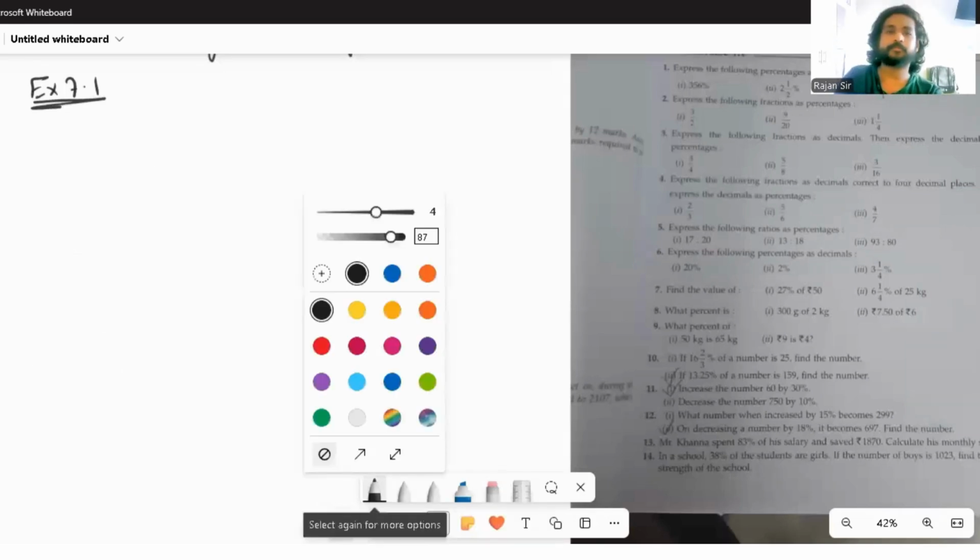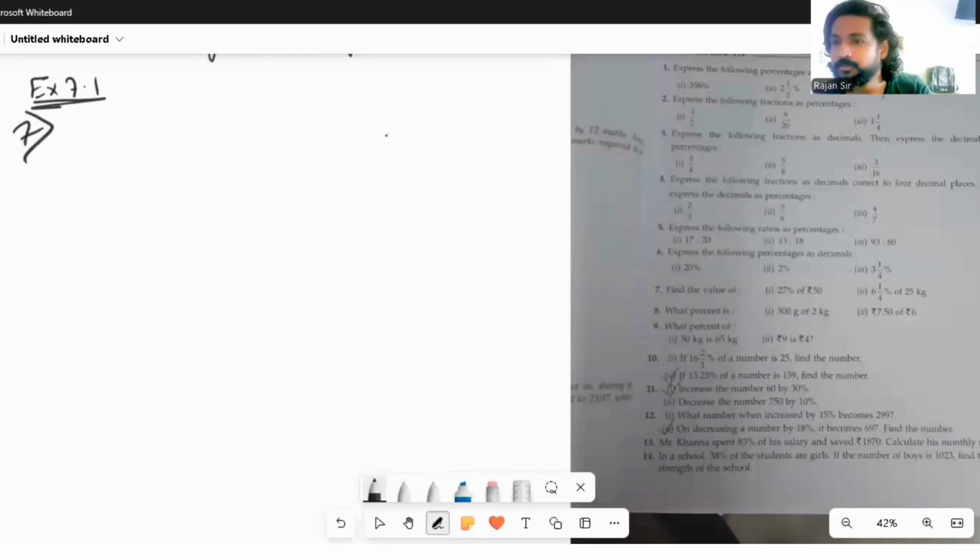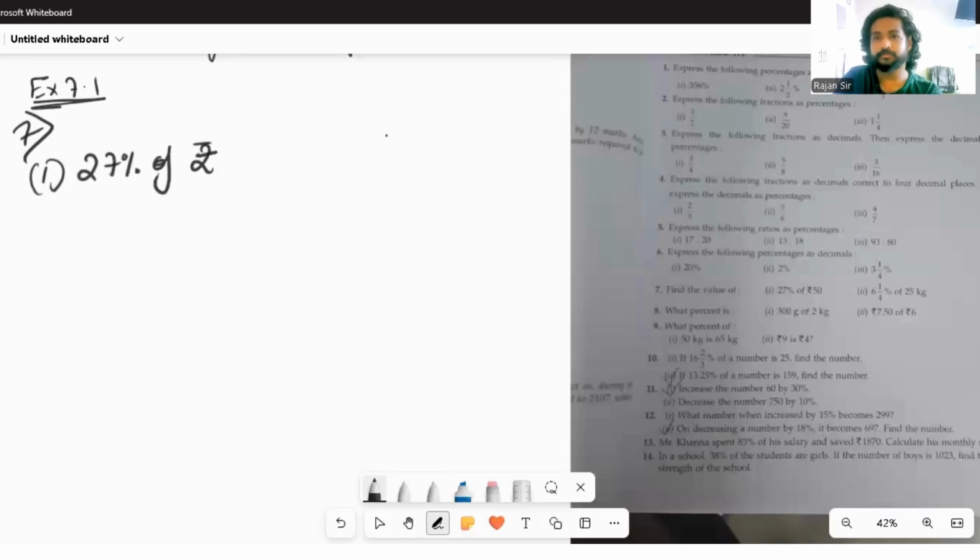Now, the seventh one. Find the value of 27% of 50 rupees. Whenever we say percent of some number, that means you're basically multiplying. The "of" here stands for multiply. So we have the first question, which is 27% of rupees 50.